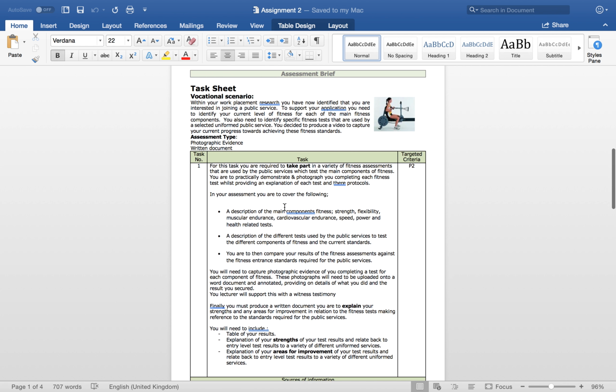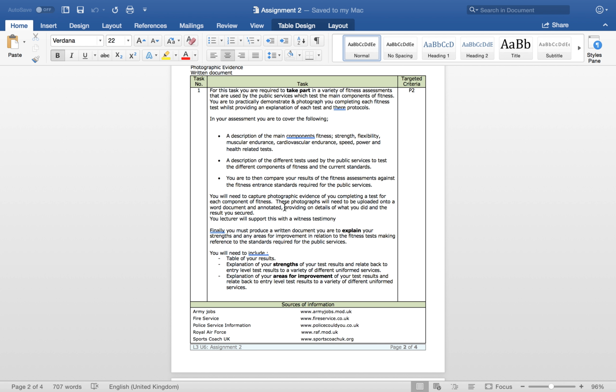So we'll look inside, and there is a little bit that we haven't done, and we will do this next week. But for the first task, you're required to take part in a variety of fitness assessments, which we have done. You are to practically demonstrate and photograph yourself completing the fitness test. So we haven't done the photographing, and we will do that next week, and we also haven't done the speed test. In your assessment, you're required to cover the following.